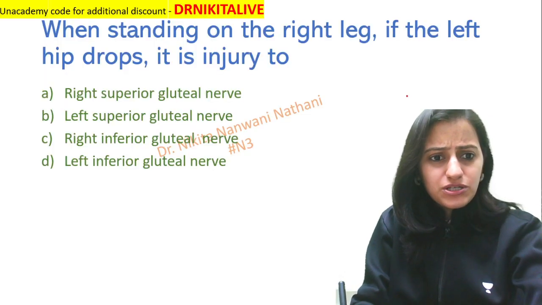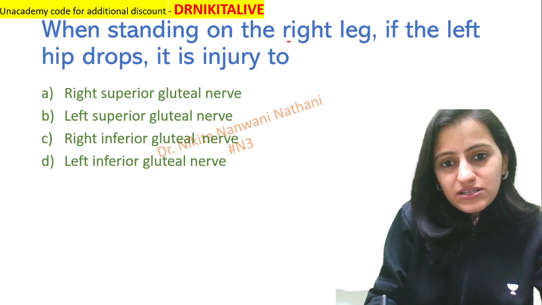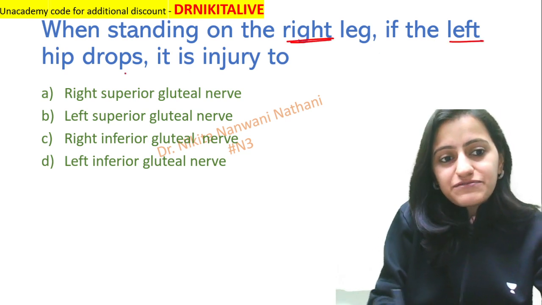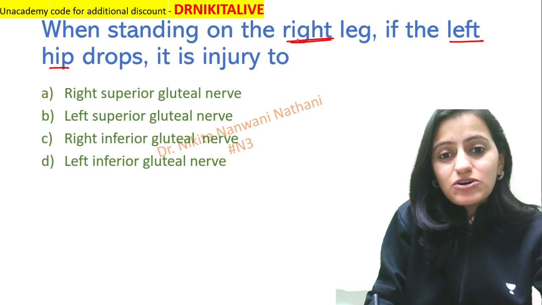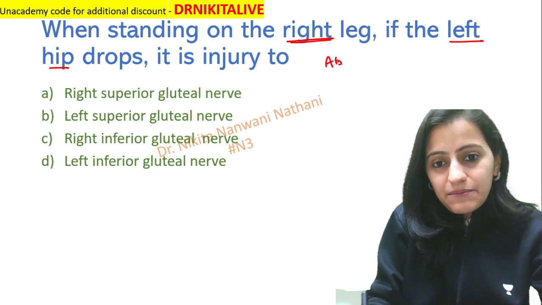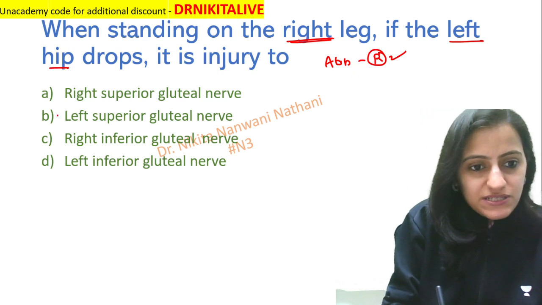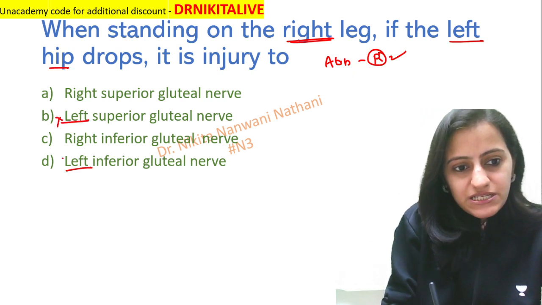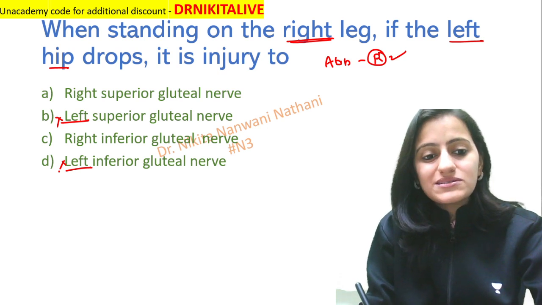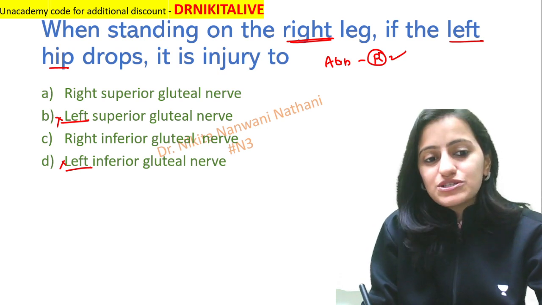So going back to the question here, when standing on the right leg, the left hip is dropping. Standing on the right, so standing side is abnormal, so the right side becomes abnormal here. So the options that we rule out are option B and option D, because it is not the left side which is abnormal, it is the right side which is abnormal.